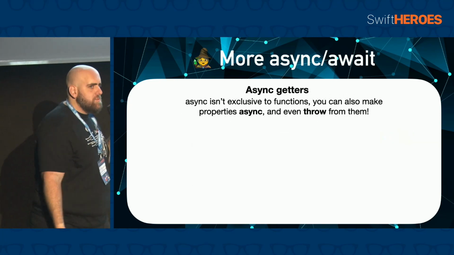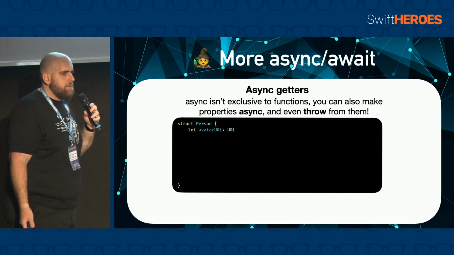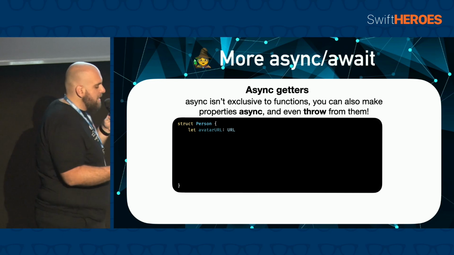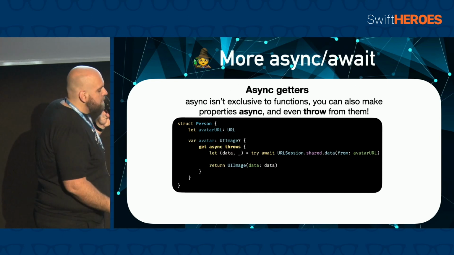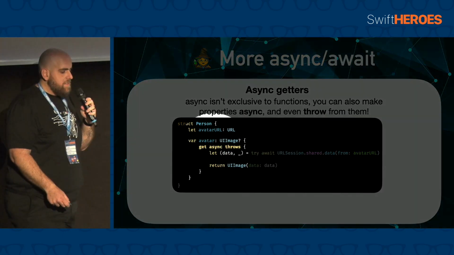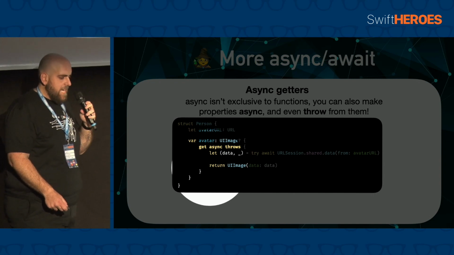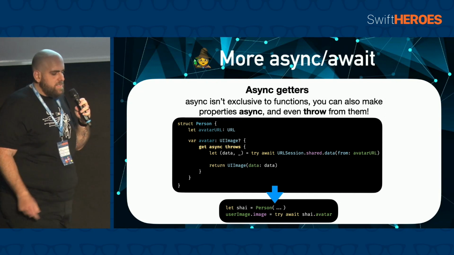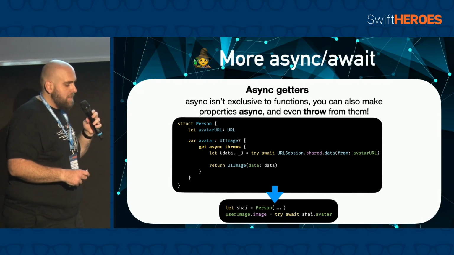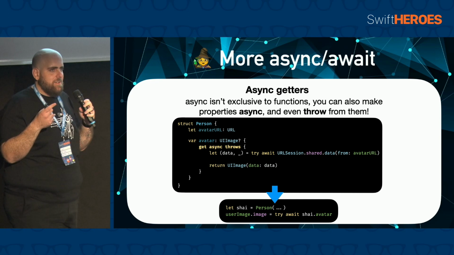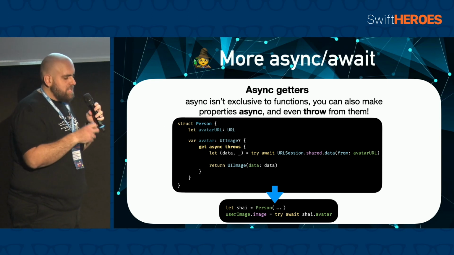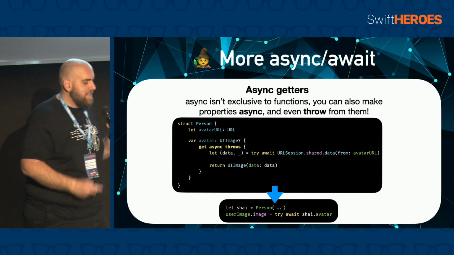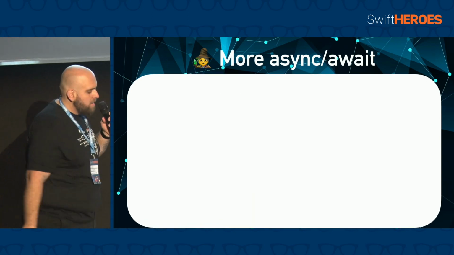Async isn't limited to just functions. We can actually also make getters asynchronous, which is a new, very useful addition. For example, I can take a person and add this var avatar. Notice that it has an explicit getter that is get, async, and throws, like a function. And that means that when you access Shai.avatar, for example, you will have to await that getter, like you await a function. But sometimes a property makes more sense contextually, and you can do both depending on what fits your scenario.